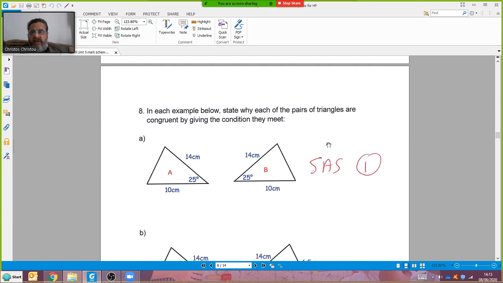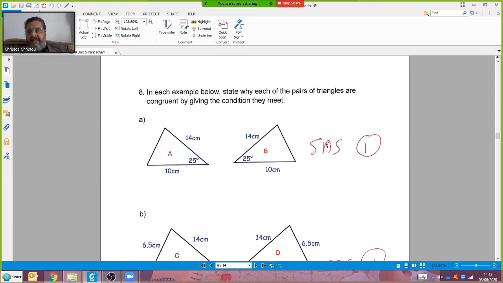Many of you gave me your life story for question 8. You didn't need to give me your life story. State means just give the rule. Don't write, I see 2 14s and the lengths are all the same and the 25. No, this is called a side angle side rule, SAS rule. That's all there is to it. These are the 2 corresponding sides, or rather matching sides, and the 25 is the included angle between the 2 sides. All you had to say was SAS. You didn't even have to write side angle side.